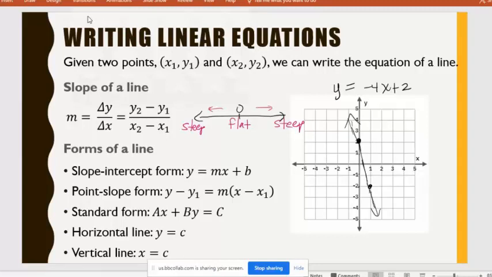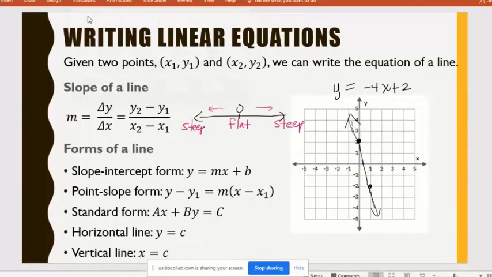Well, there's other forms of lines. It doesn't have to necessarily be in slope-intercept form like this one. So point-slope form is just a modified version of the slope formula. So you can kind of see how the x2 minus x1 relates to the x minus x1, and the y2 minus y1 relates to the y minus y1. So this is pretty much the same, just a transformed version. But it's a helpful form, and we'll use it in just a minute, okay?